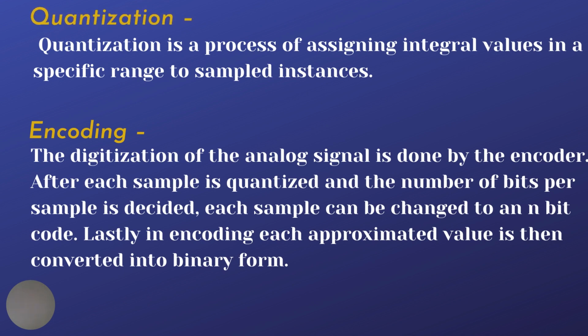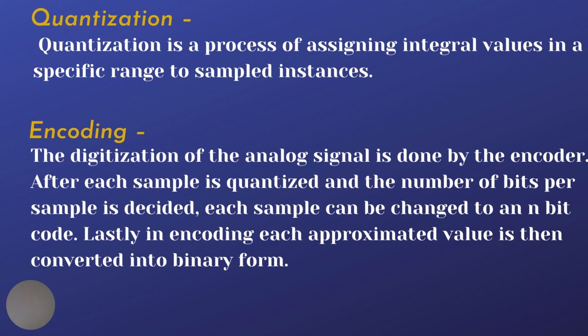Sampling yields discrete form of continuous analog signal. Every discrete pattern shows the amplitude of analog signal at that instant. It is done between the maximum and minimum amplitude value. Thus, quantization is a process of assigning integral values in a specific range to the sampled instances.